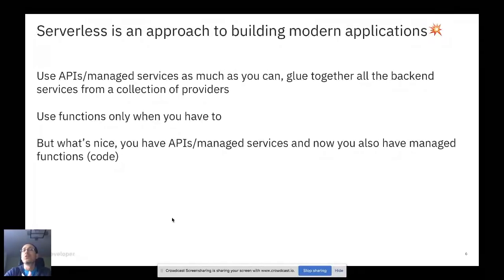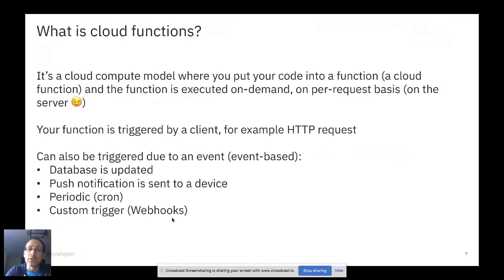So let's dive into a more detailed definition of Cloud Functions. It's a compute model where you put your code into a function, and then the function is executed on demand on a per request basis. In most cases, it's going to be an HTTP request. For example, you have a web application, maybe a mobile app, and a user clicks a button, a request is sent, and then your function is invoked. It's very standard.